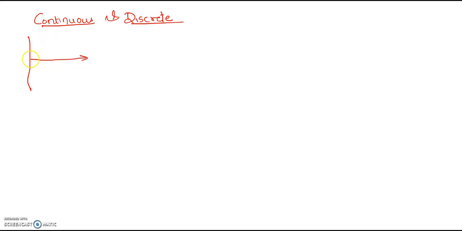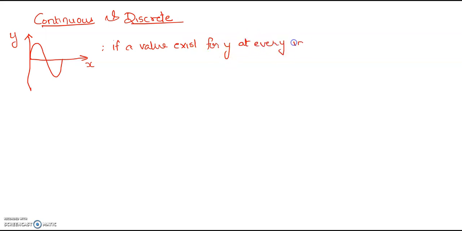You have a particular signal which can be designated in the form of x and y, a graph like this, and you have a continuous signal in the form like this. Now a signal will be called continuous if a value exists for y at every instant of x. If you look at this graph, for every value of x you have a corresponding value for y. That is how you can define a continuous signal.